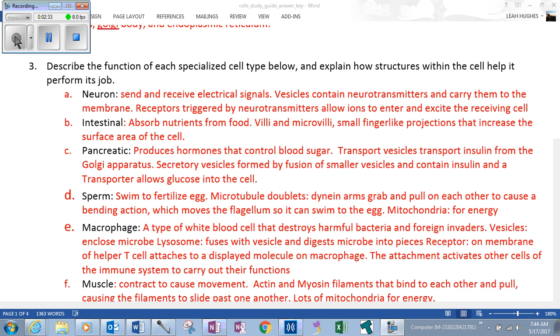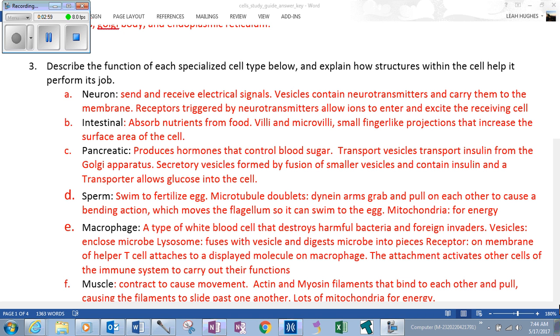Sperm. Swim to fertilize egg. Microtubule doublets, dynein arms grab and pull on each other to cause a bending action which moves the flagellum so it can swim to the egg. Mitochondria for energy. Macrophage. A type of white blood cell that destroys harmful bacteria and foreign invaders.